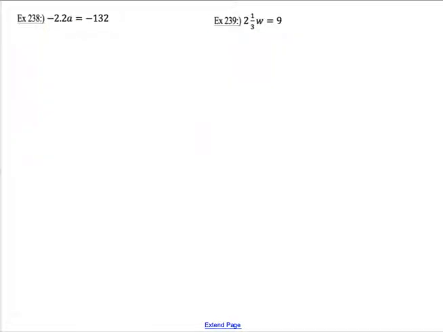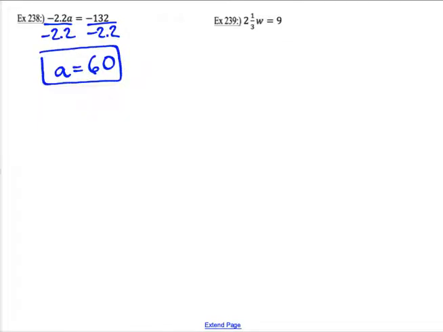Okay, example 238. -2.2a equals -132. On this, I'm going to want to divide both sides by -2.2. And then a equals, on a calculator, you'd want to do -132 divided by 2.2, and it does come out to be 60. So we get a equals 60.